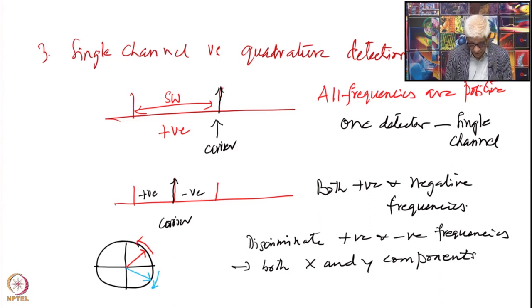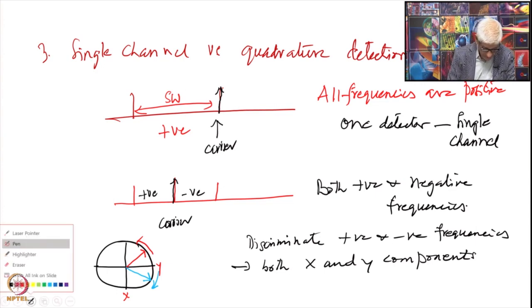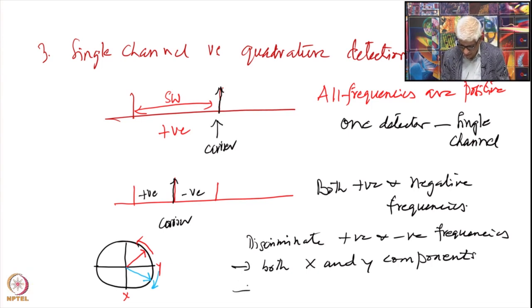So if I want to discriminate these two, I have to collect both the Y component and the X component. Let me draw here the X and Y. If I collect both the X and the Y components, then I know exactly whether it is a positive frequency or a negative frequency. At the same time, I should collect both the components at the same time. So if I have to do that, I will need two detectors. And therefore, this is called quadrature detection.